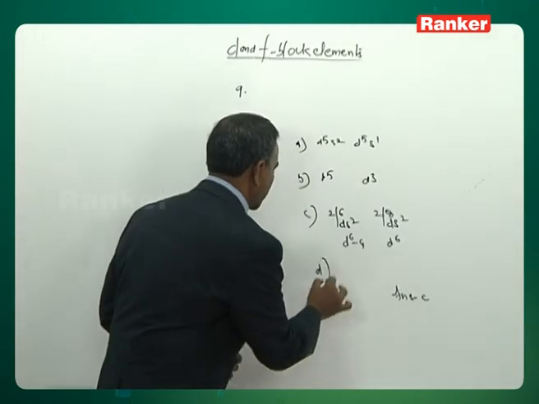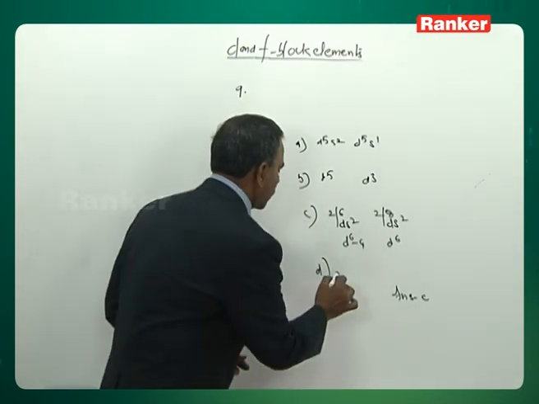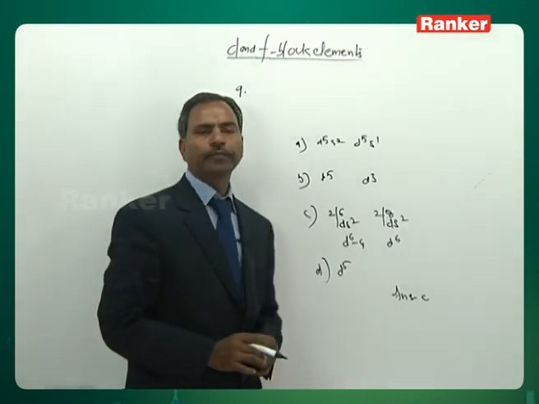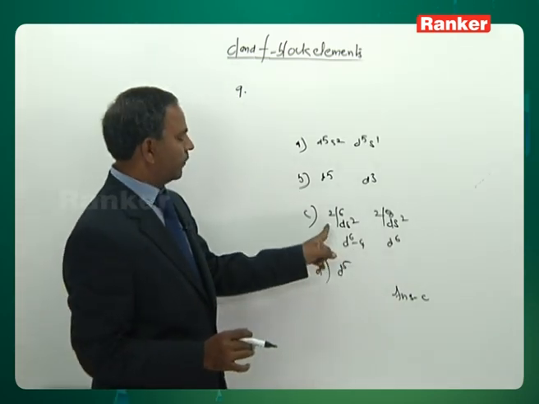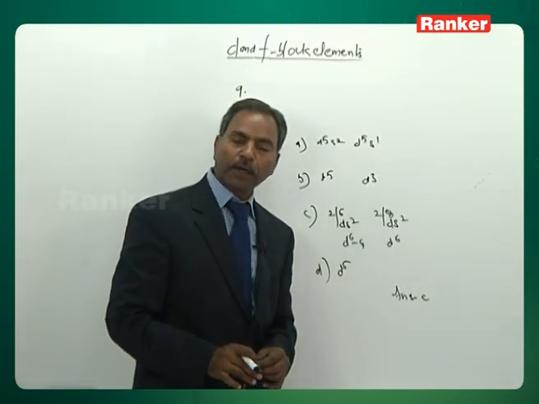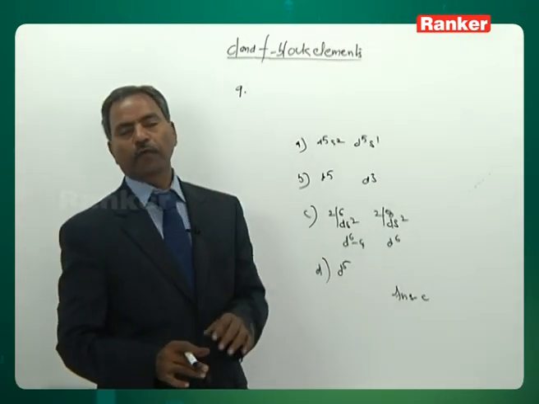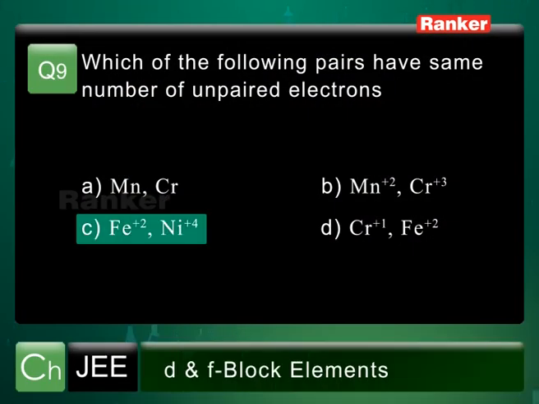Coming to D, I will still explain why not D. Chromium plus 1 means d5, and the unpaired electrons are 5. Fe plus 2, already shown, is d6 with 4. So chromium plus 1 carries 5 unpaired electrons and Fe plus 2 carries 4. Therefore, only option C is the correct answer, carrying 4 unpaired electrons in both.